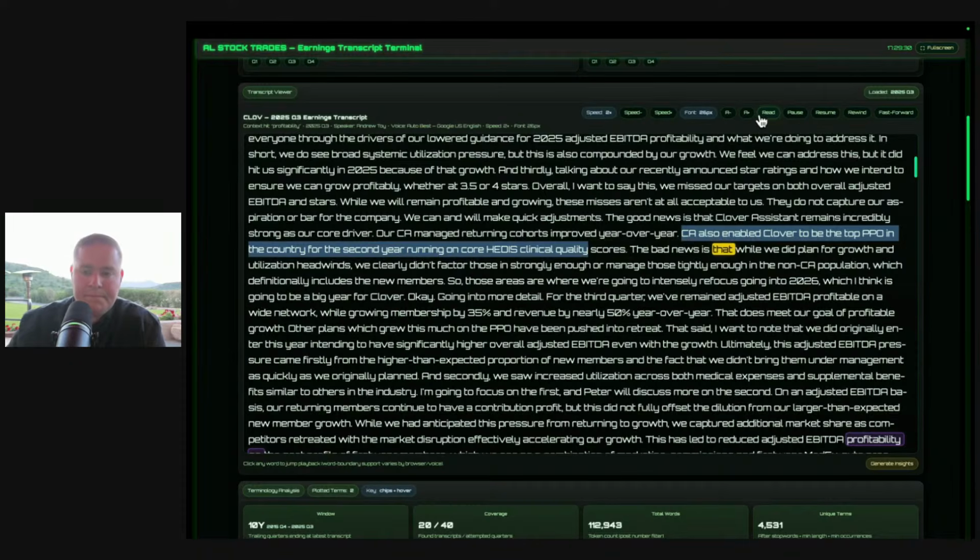The bad news is that while we did plan for growth and utilization headwinds, we clearly didn't factor those in strongly enough or manage those tightly enough in the non-CA population, which definitionally includes the new members. So those areas are where we're going to intensely refocus going into 2026. Let's go ahead and read that again, but a little slower.